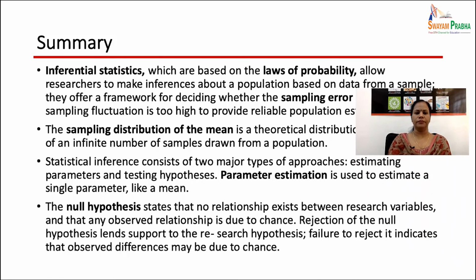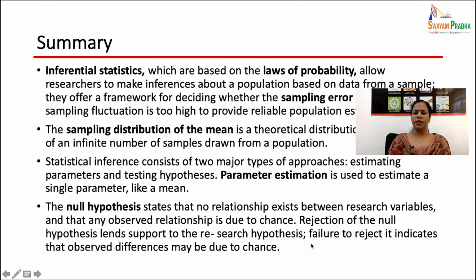Or whether there is a significant difference in the outcome variables or not. The null hypothesis states that no relationship exists between the research variables, and that any observed relationship is due to chance. So that is the null hypothesis, that there is no relationship or no difference. Whatever observed relationship or difference is there is due to chance. This is not a significant difference. And rejection of the null hypothesis lends support to the research hypothesis, or alternative hypothesis, where we say that there is an observed difference.